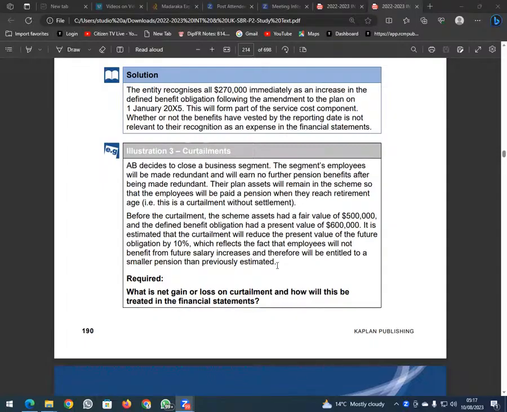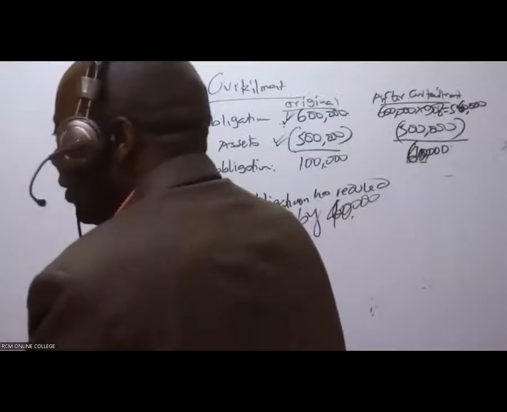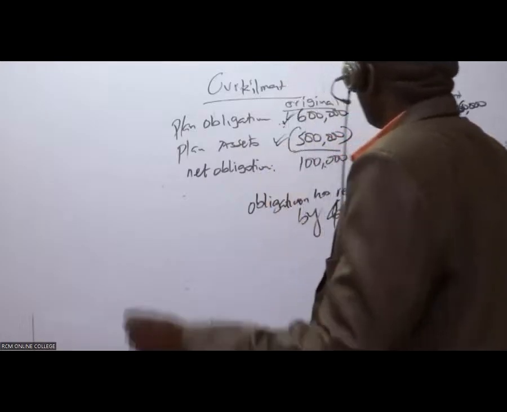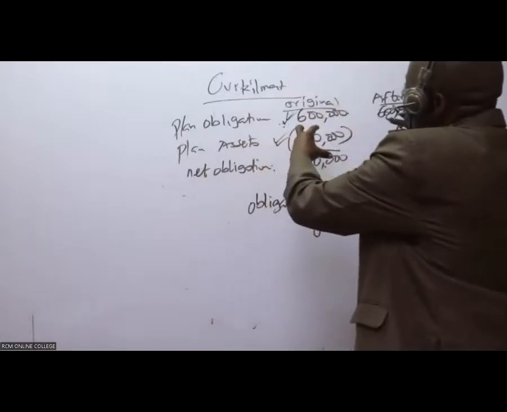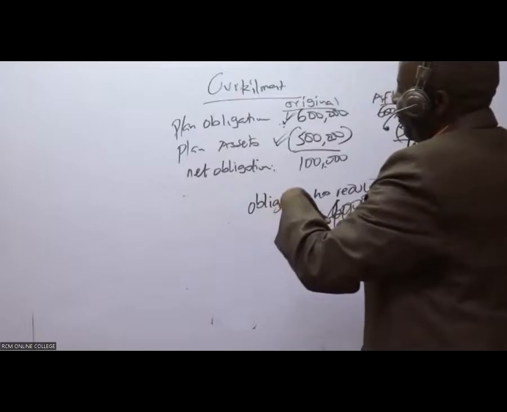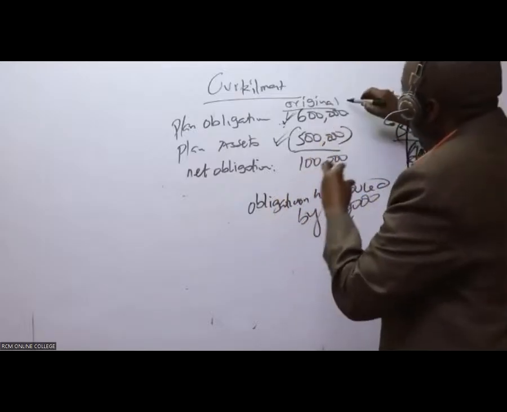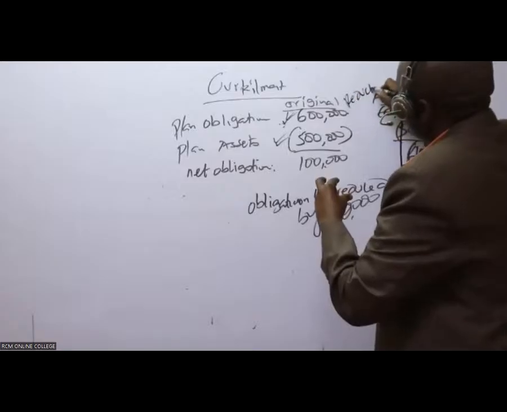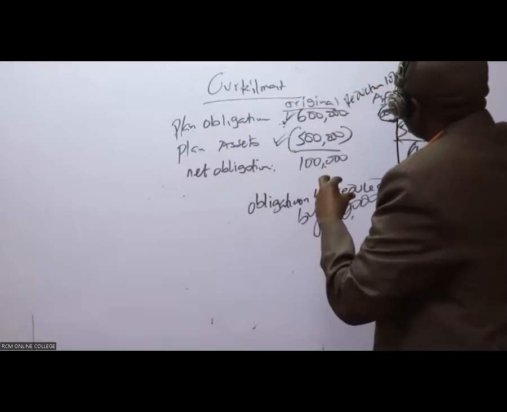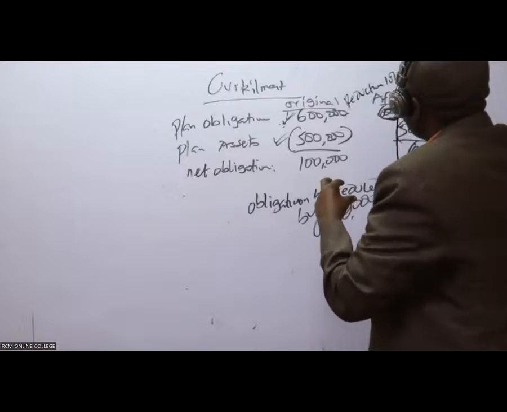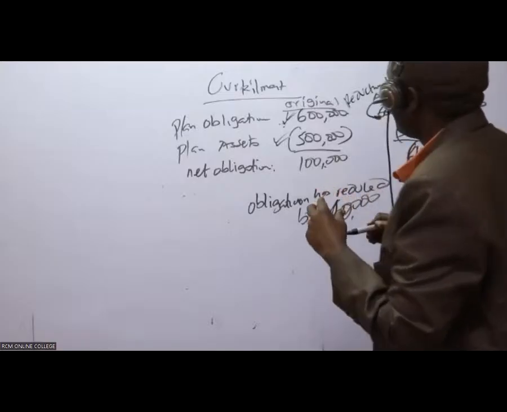So, ladies and gentlemen, let's be very keen with this simple mathematics. The obligation is reducing by 10%. So 10% of 600,000, in this case, is 60,000.